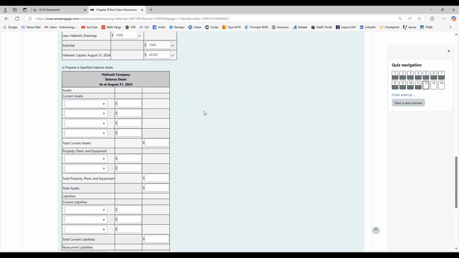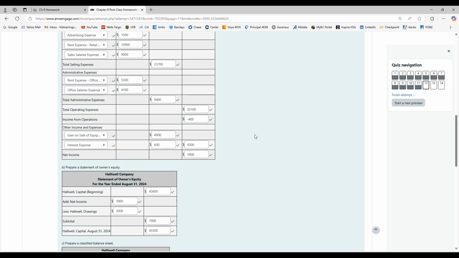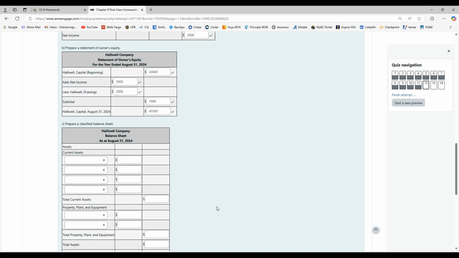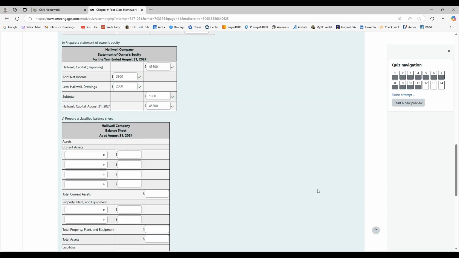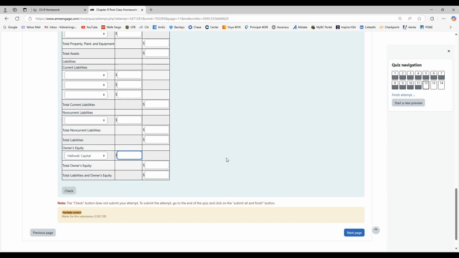okay, yeah, that's good. Okay, so remember one thing too is net income comes down to the statement of owners equity here, and then the capital ending balance comes down to here, and that amount is what we calculated, 45,500.